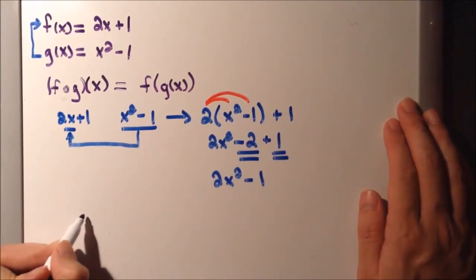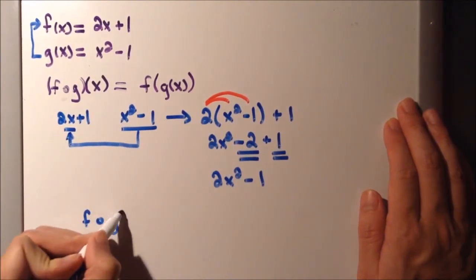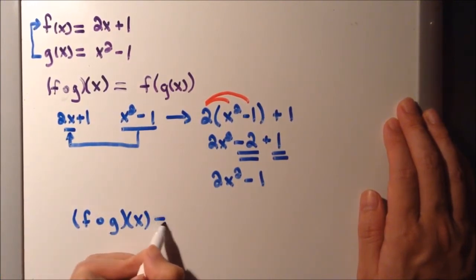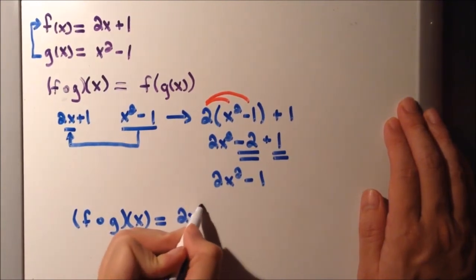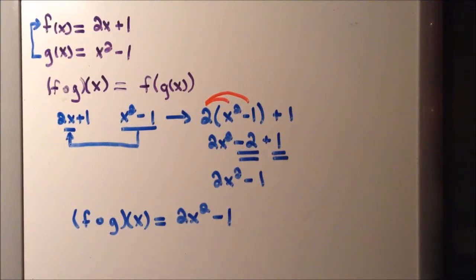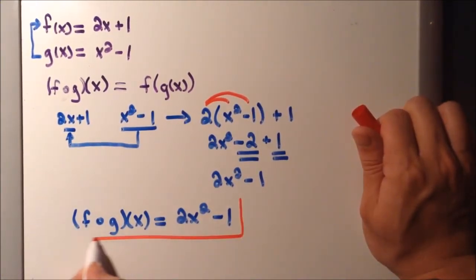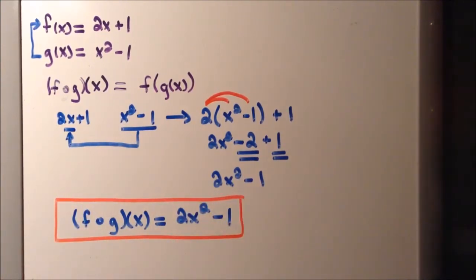So the composition of f of g of x equals 2x squared minus 1. And again, just box this when you're on a quiz or a test. And that's pretty much it.